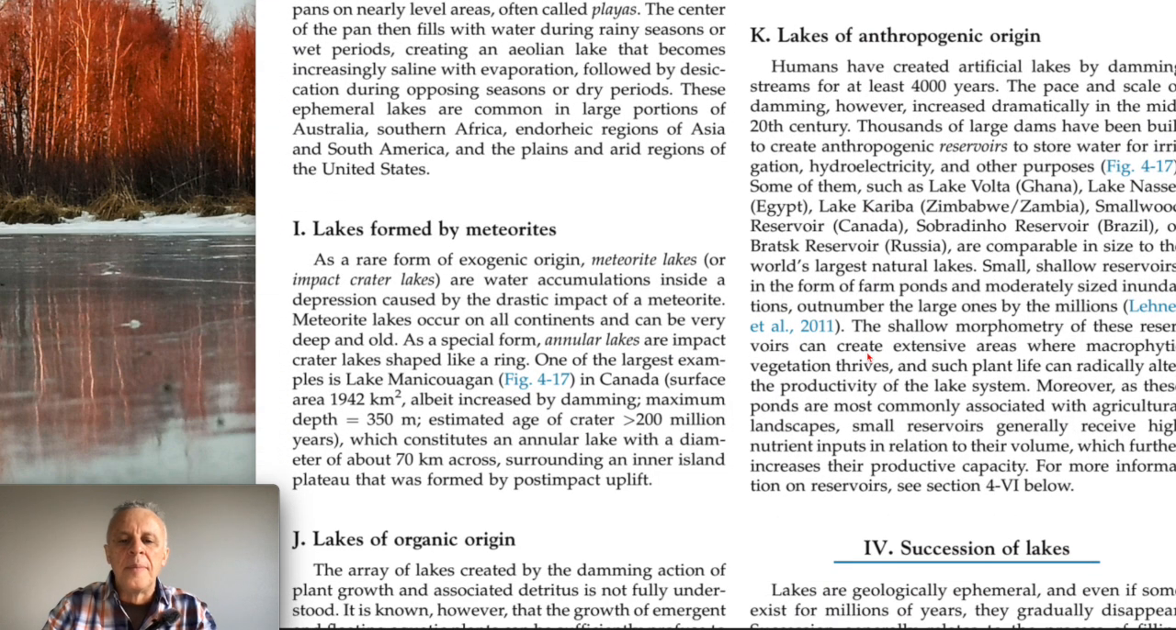Lakes formed by meteorites are a rare form of exogenic origin. Meteorite lakes, or impact crater lakes, are water accumulations inside a depression caused by the drastic impact of a meteorite. Meteorite lakes occur on all continents and can be very deep and old. As a special form, annular lakes are impact crater lakes shaped like a ring.